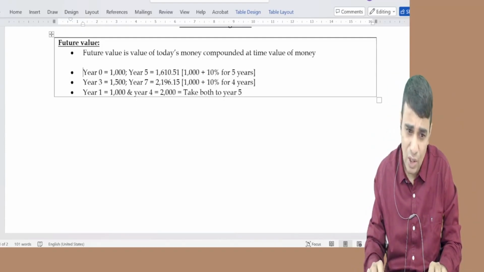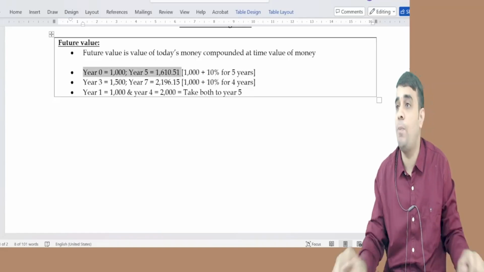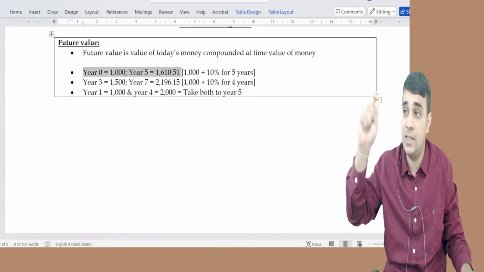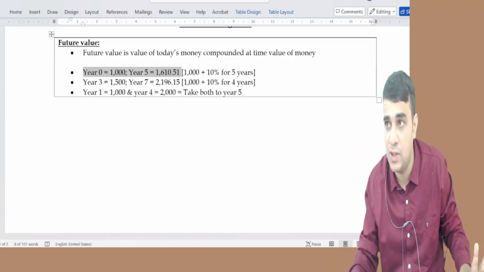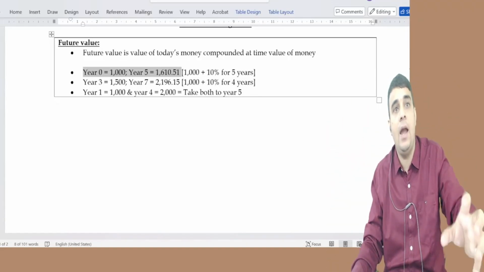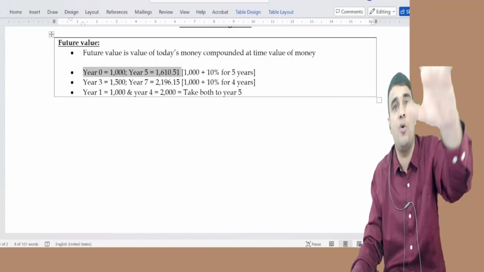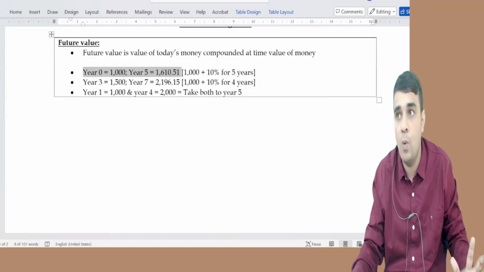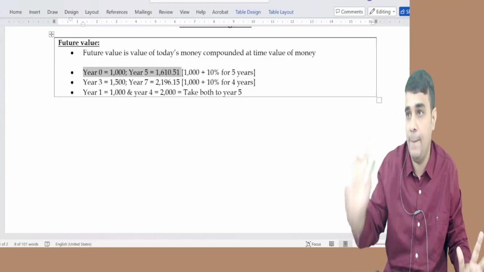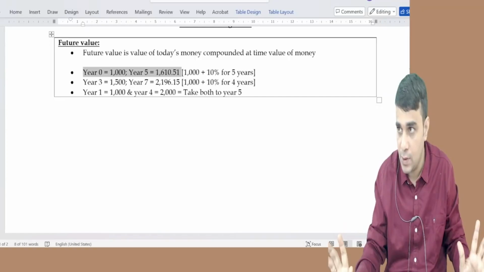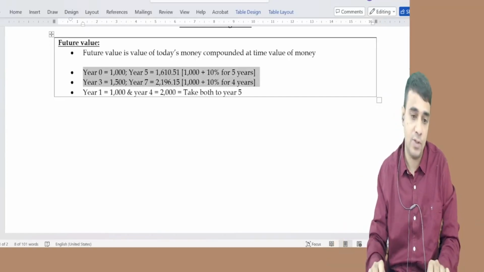This means today's 1000 is worth 1610.51. It's not worth it. The amount is 1610, but the value is the same 1000 only. 1000 of today and 1610 of which year? 5th year. Both are the same. Any doubts on this? Now comes the formula.